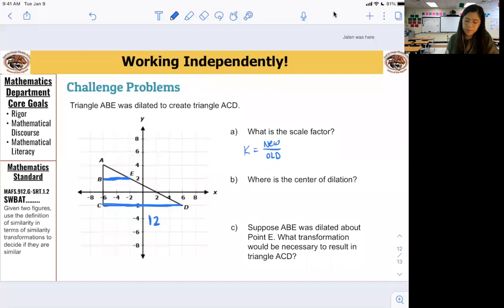How long is this one? How long is BE? 4. So new over old, that's 12 over 4. That's 3. Scale factor is 3. Where is the center of dilation? Negative 6 comma 4. Okay, so how did you figure that out?